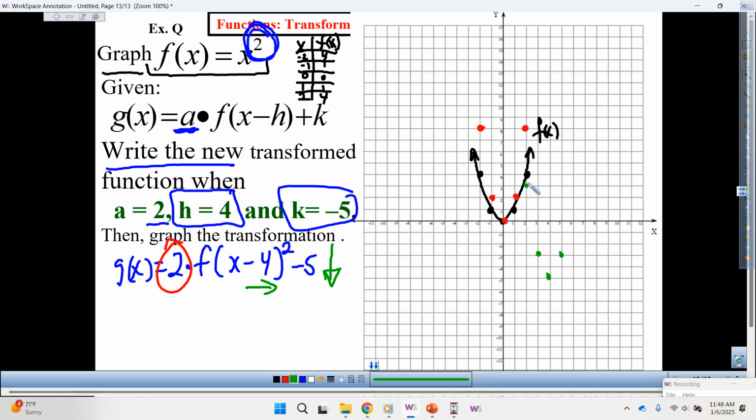Hold on. Before you go. And once you have it in the new position, what do we write, everyone? g of x.